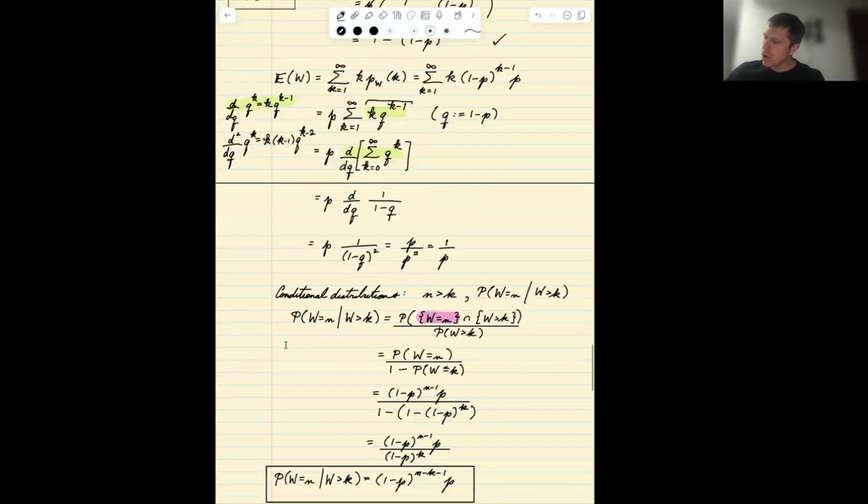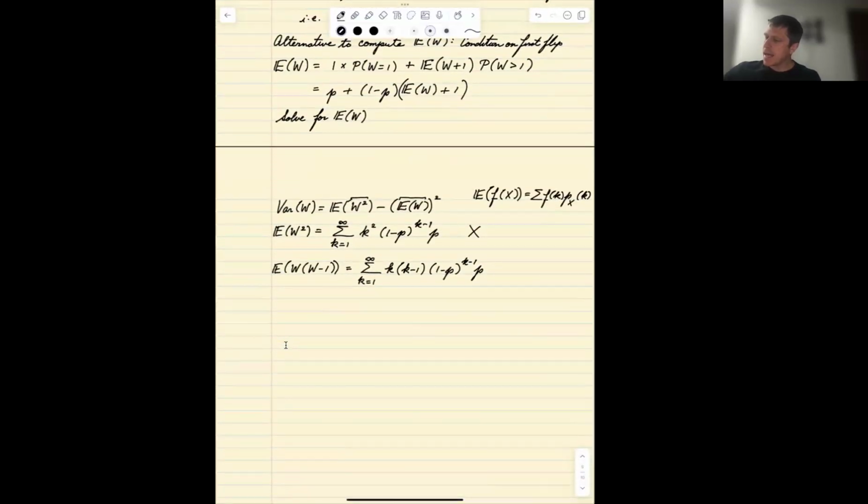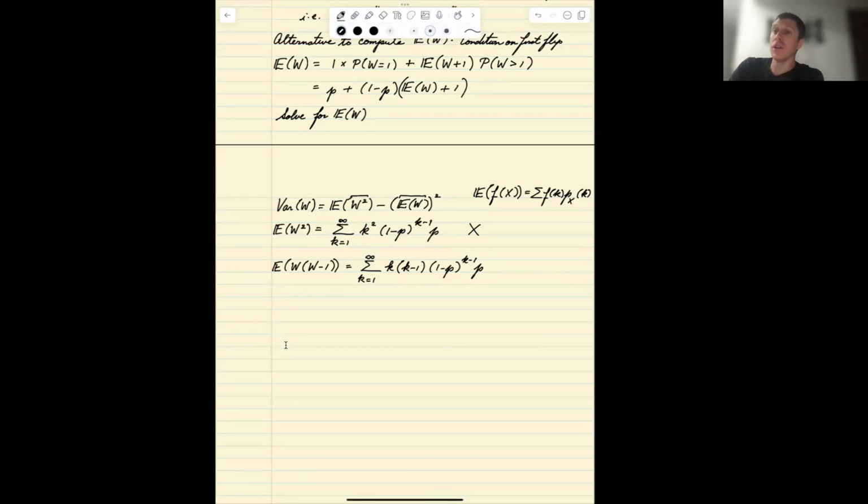We don't quite have that here. We have K minus one, Q to the K minus one. But we're not far off, and in order to make that look like Q to the K minus two, we can just pull the constant out in front. We can pull constants out as long as we correct for it. We can't pull out variables that are the index of the summation. So we pull the p out always, we pull a one minus p out, and then what we're left with is the sum from k equals one to infinity.